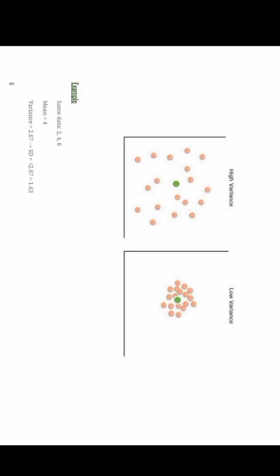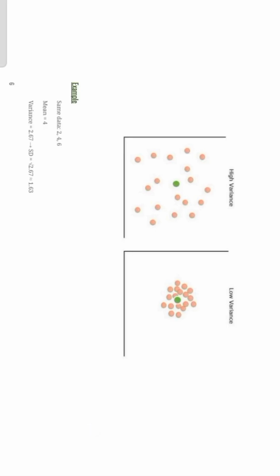And another one is that in this image, the full calculation is shown using the same data 2, 4, 6. Mean is 4, variance is equal to 2.67 and standard deviation is approximately 1.63, and our CV is equal to 1.63 divided by 4 multiplied by 100, and the answer is 40.75%. This shows the complete calculation from the variance to CV.